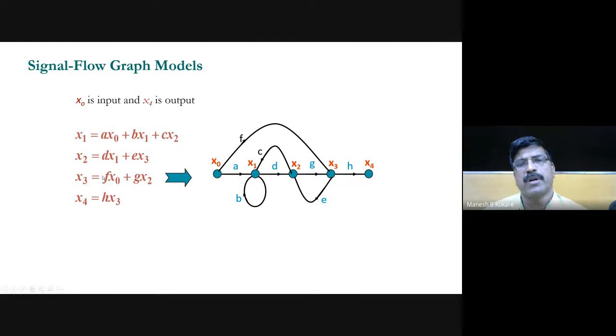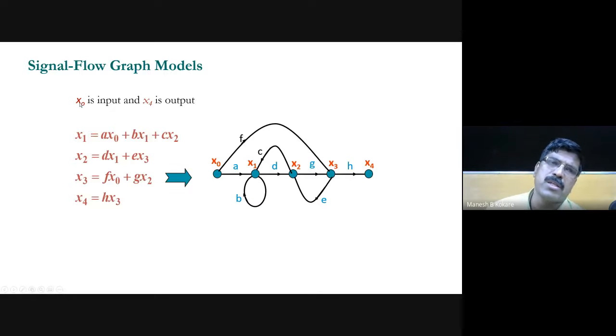Here you have four equations. x0 is your input and x4 is the output. In between there are other variables, x1, x2 and x3. Equations for x1, x2, x3 and x4 are all given.